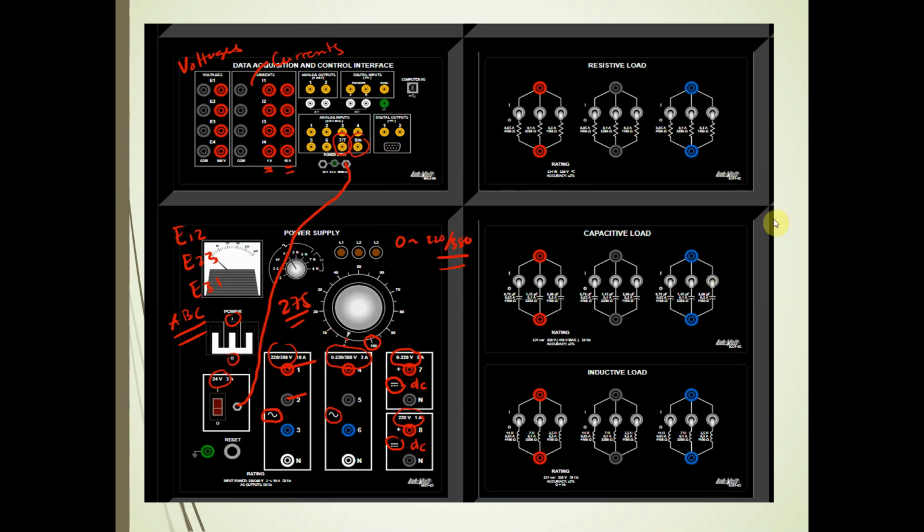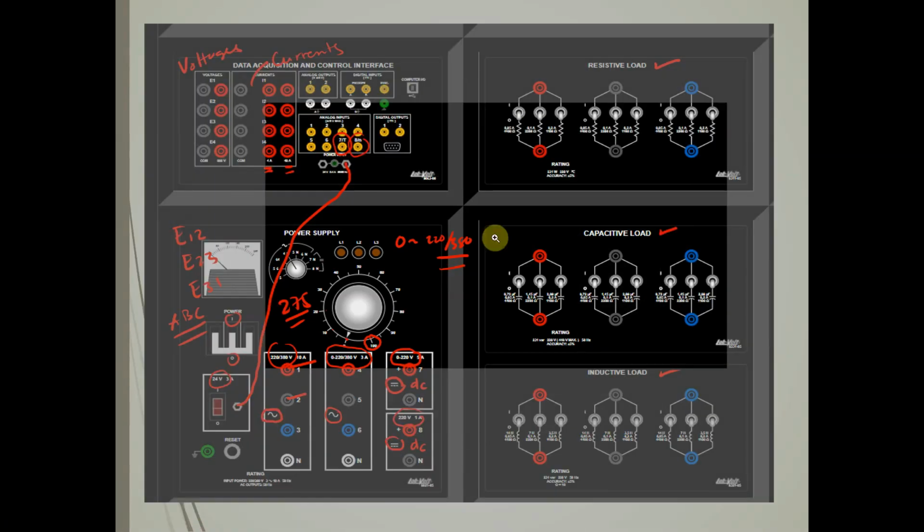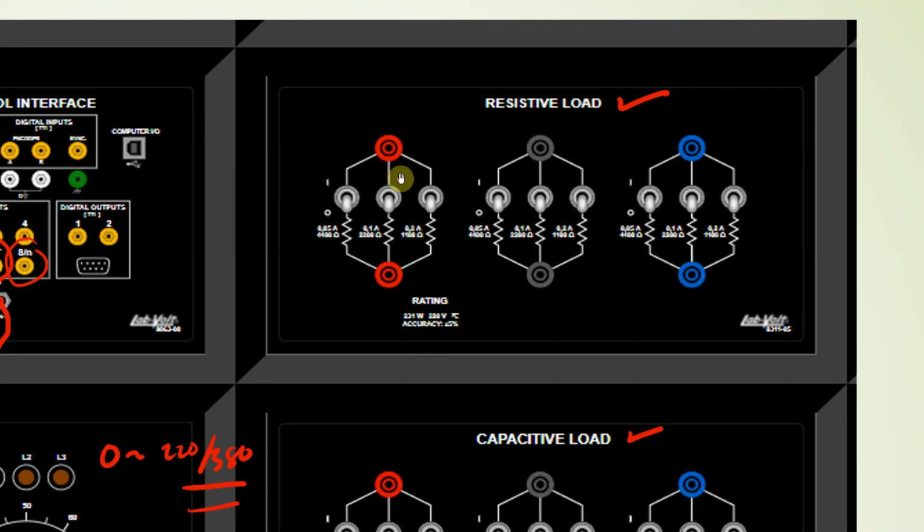Now, what about this? We have passive elements. Of course, we have a resistive load, a capacitive load, and an inductive load. Now, let me focus first here. These are three parallel resistors. Okay, so let me zoom in on this one. This first resistor here is 1100, 2200, and 4400.